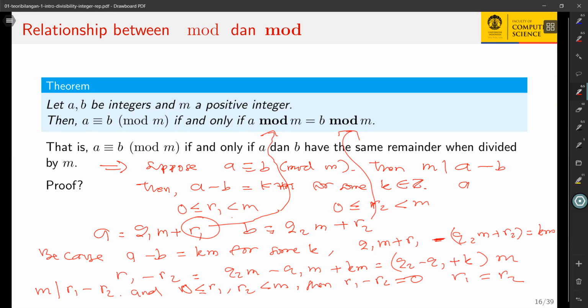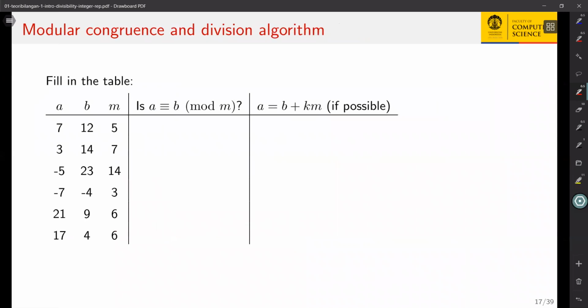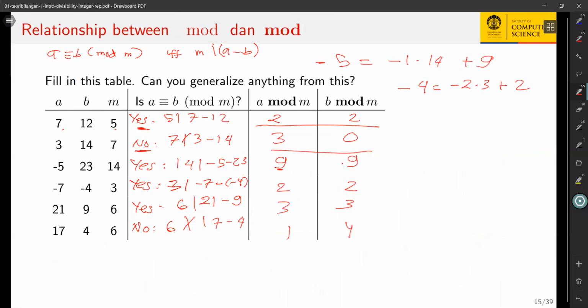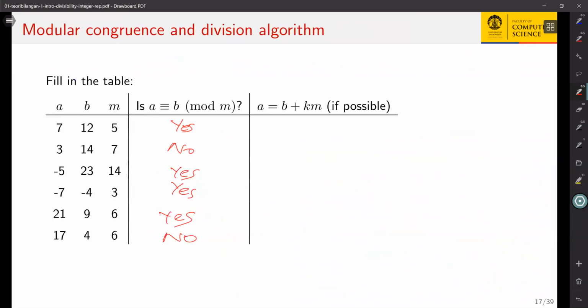So the other direction is also straightforward, right? So you could try this at home, right? Any question? No? If not, then let's fill in the table. So I think we have this already. I think this is a yes. This is a no. This is a yes, a yes, a yes, and a no. Right? I think this is the same table, right?